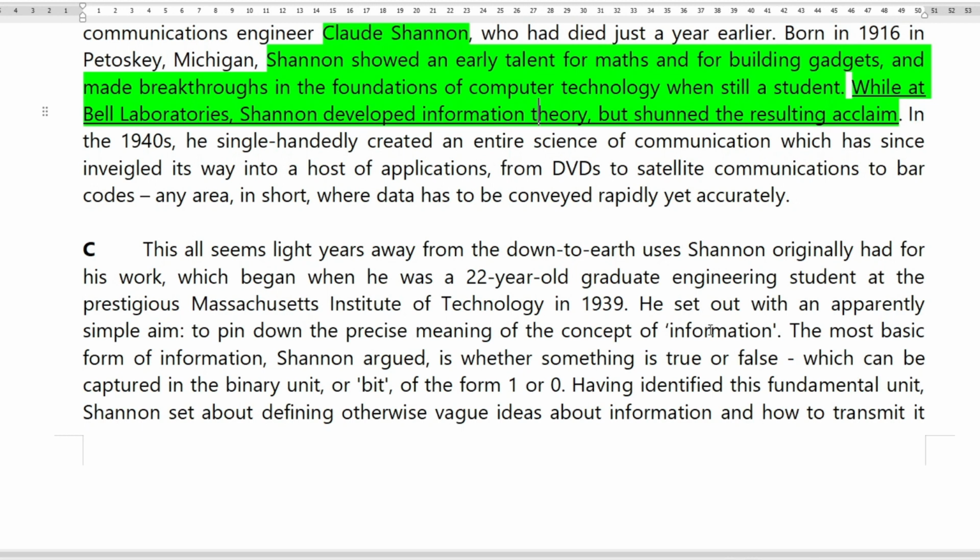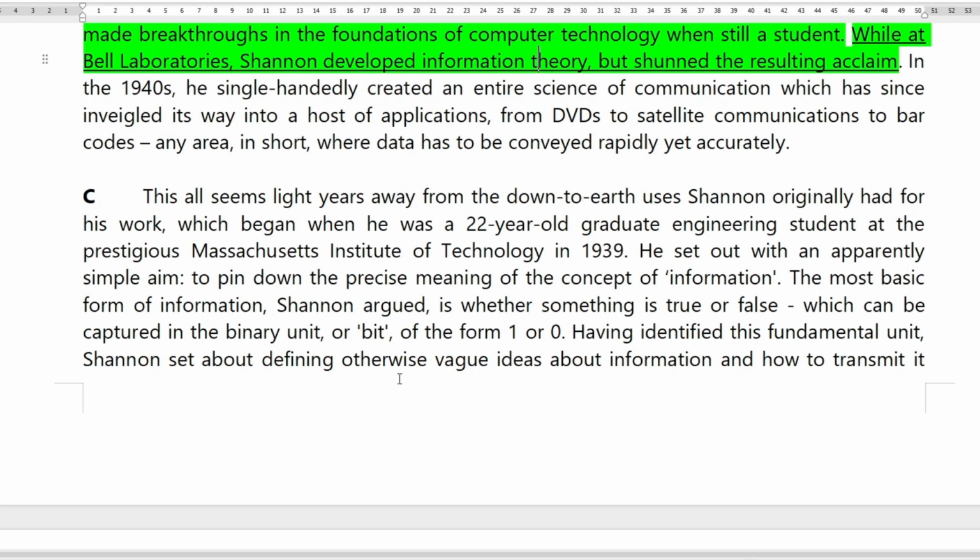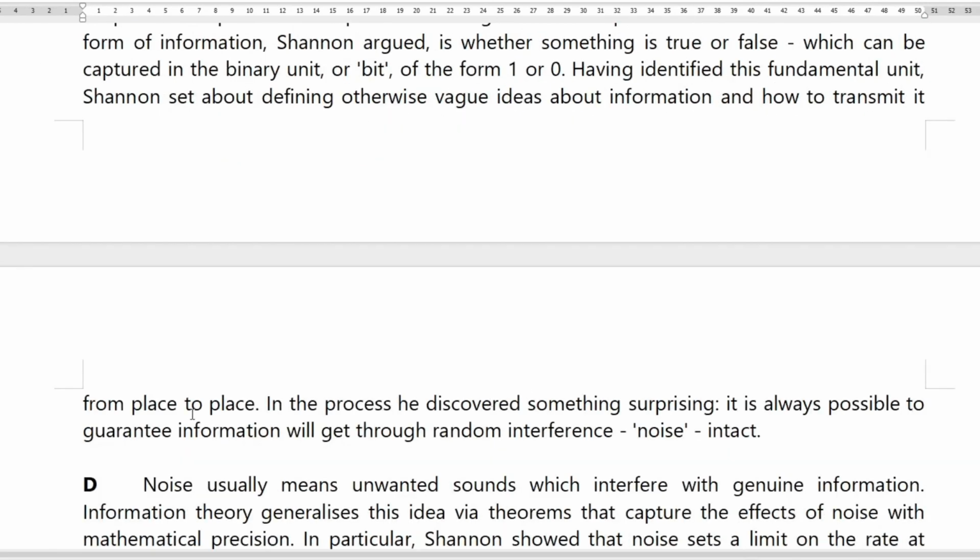He set out with an apparently simple aim: to pin down the precise meaning of the concept of information. The most basic form of information, Shannon argued, is whether something is true or false, which can be captured in a binary unit or bit of the form 1 or 0. Having identified this fundamental unit, Shannon set about defining otherwise vague ideas about information and how to transmit it from place to place. In the process, he discovered something surprising.